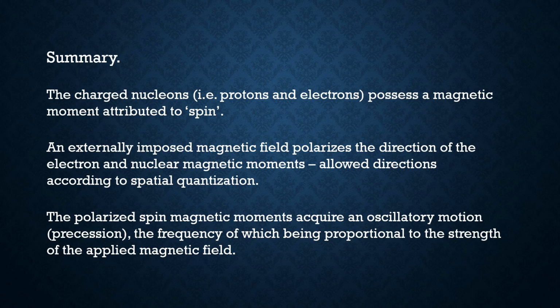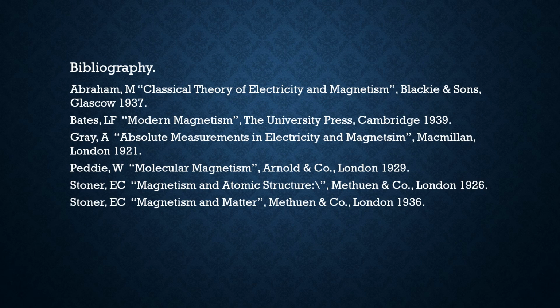And then the polarized spins acquire an oscillatory motion. We call it precession in case of magnetic resonance. And the frequency of that oscillatory motion is proportional to the strength of the magnetic field. And so this concludes our very brief summary of magnetism and its origins as phenomenological behavior. In the next part, we'll discuss spin resonance.